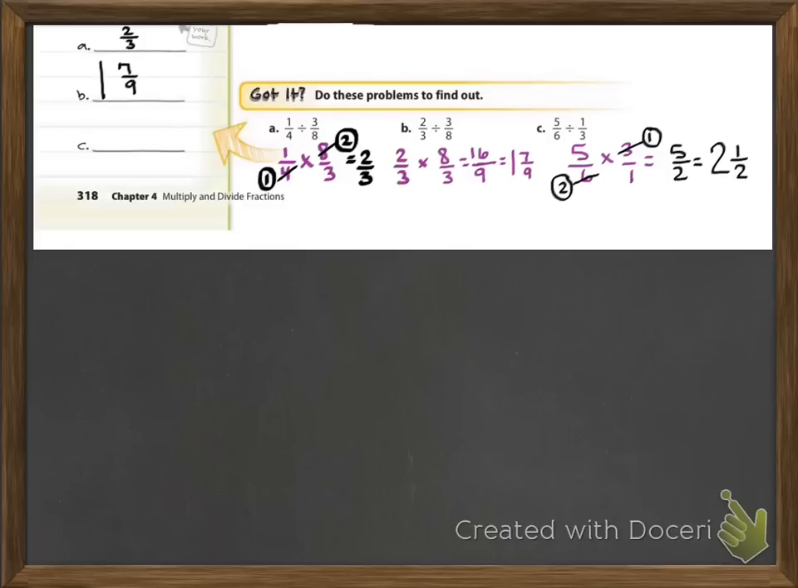So if you have problems going back and forth between mixed number and improper fraction, you want to look back at your notes on textbook page 300. Those were the notes entitled MAD. So that tells you how to go back and forth between the two. So you want to go ahead and write your answer right here, 2 and 1/2.